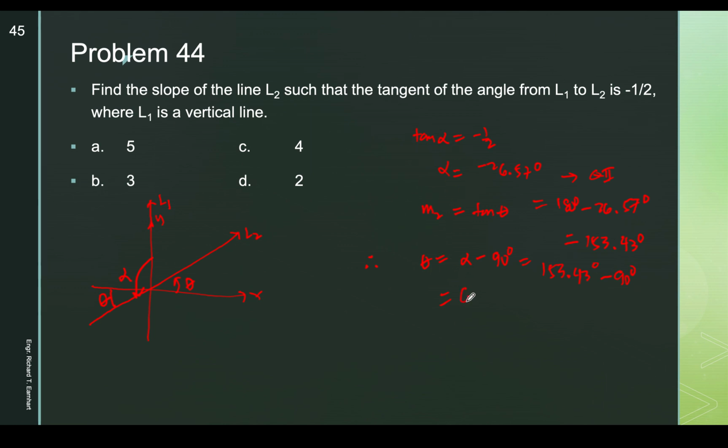minus 90. Okay, that will give us 63.43, and the slope is tangent of this angle, which is equal to 2. Okay, so the answer here is letter D.